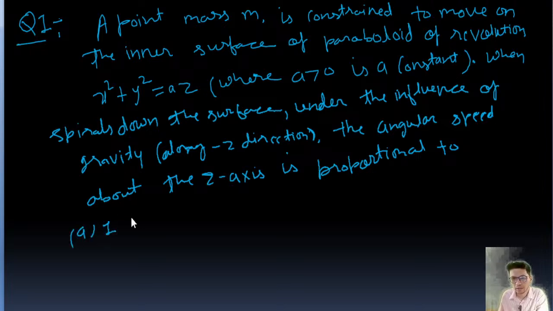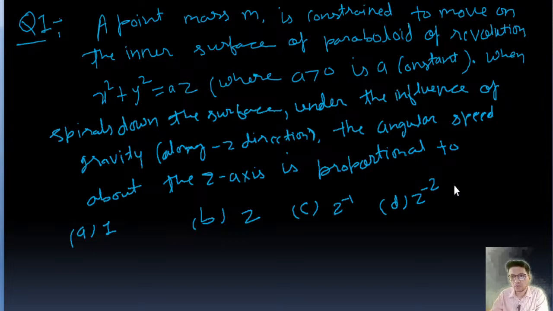Option A is 1, that is independent of z, obviously. Option B is a constant. Option C is z, option D is z inverse, and option E is z to the power minus 2. So this is the question, guys. Now I'll solve it.